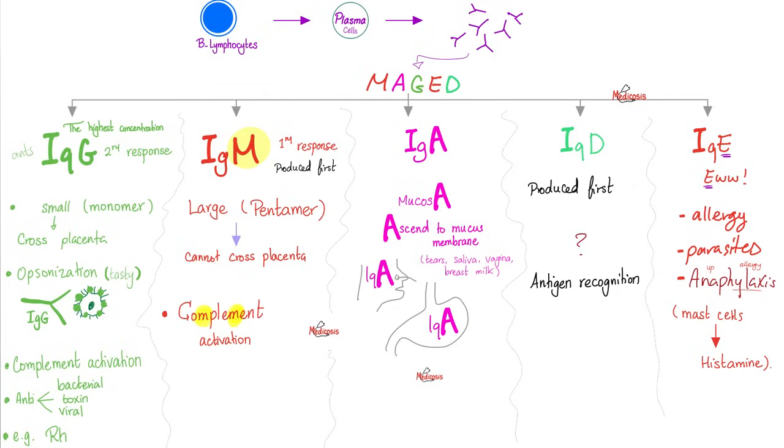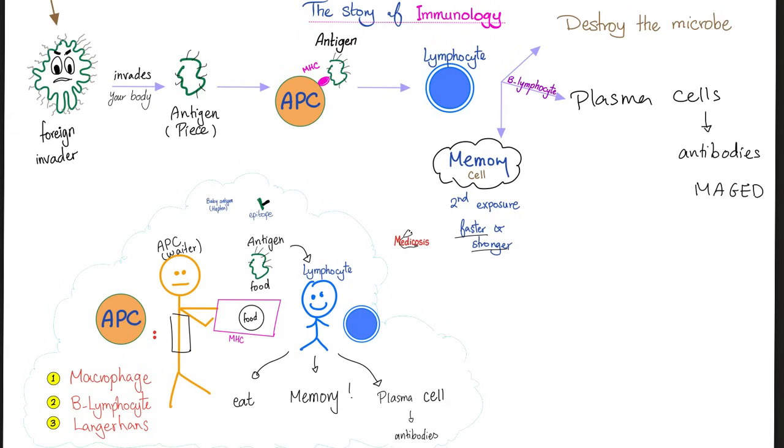IgM, complement. IgA, mucous membrane. You find it in tears, saliva, wax of the ear, vaginal secretions, breast milk, etc. IgD, produced first, unknown function, maybe antigen recognition. IgE, disgusting stuff. Ew. Allergy, parasites, anaphylaxis, mast cells secreting histamine. Ew. Attacks of bronchial asthma. If you want to learn more about the mast cell and the story of histamine, check out my asthma videos on my pulmonology playlist. The story of immunology.